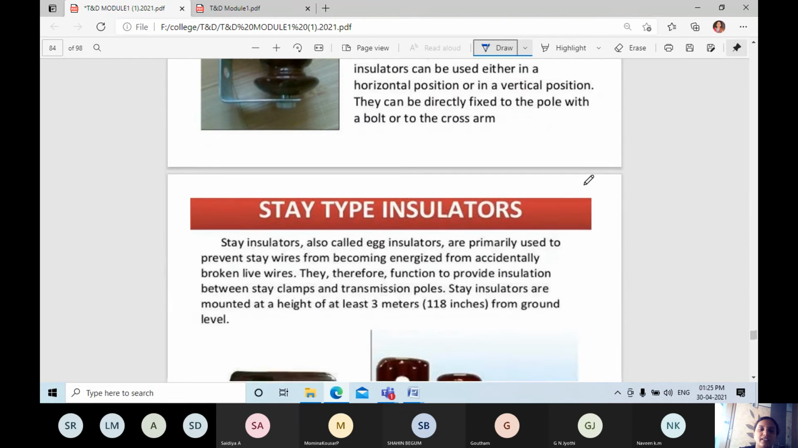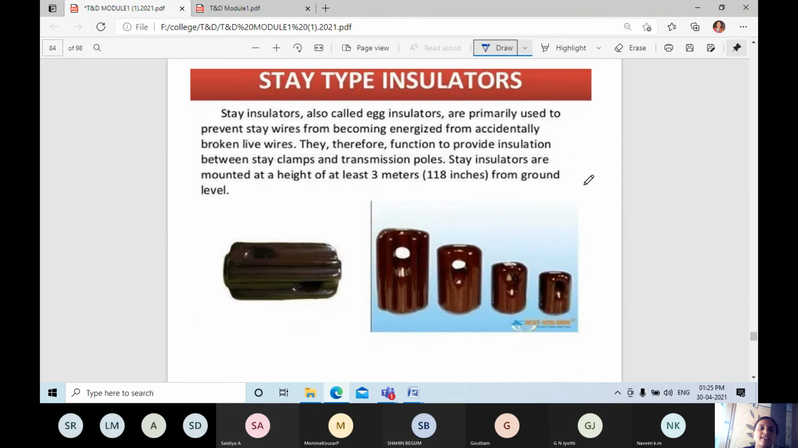Next is a stay type insulator. You might have seen this one. Stay type insulators are also called egg insulators and are primarily used to prevent stay wires from becoming energized from accidentally broken live wires. Stay insulators are mounted at a height of at least 3 meters from ground level. You have seen, right?